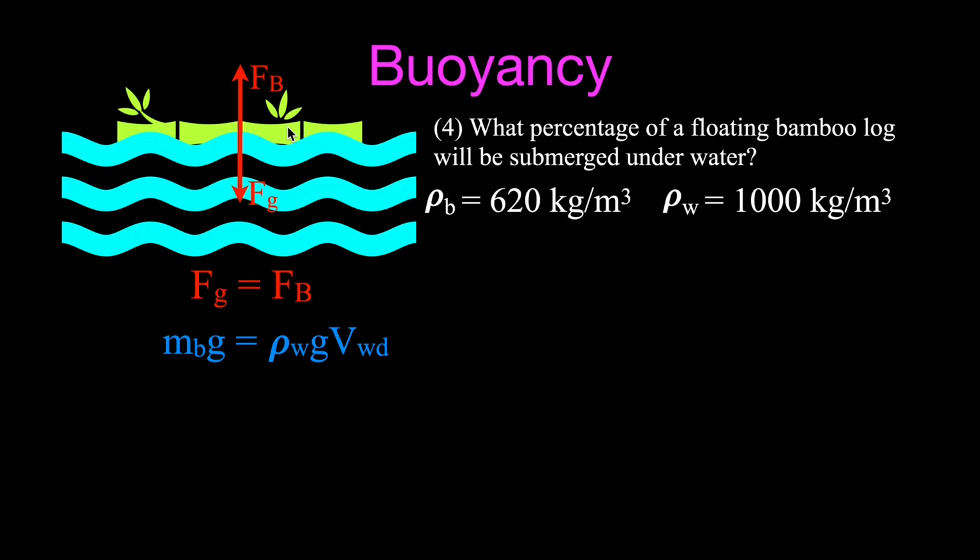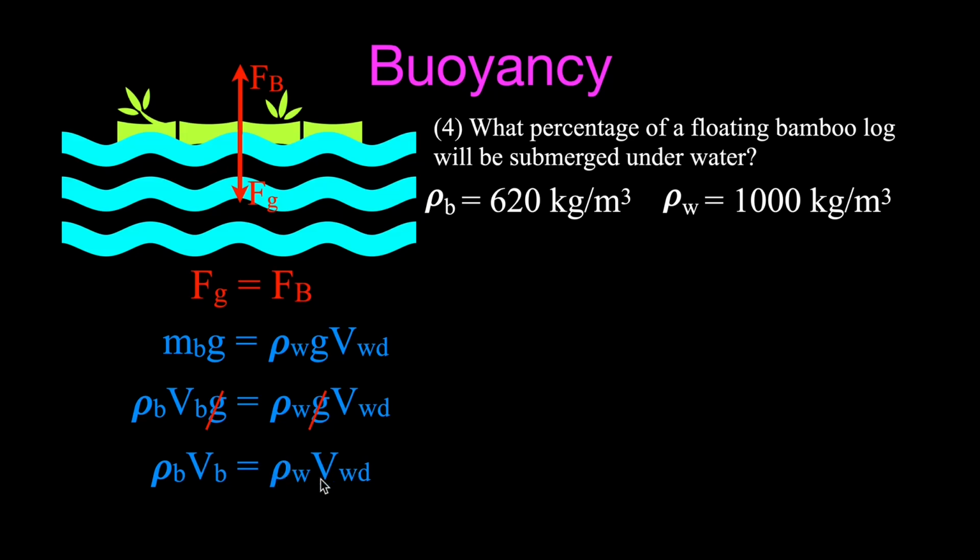Okay, so now here you can see here's the mass of the bamboo. Okay, we don't know the mass, but we can substitute in the density of the bamboo from the density equation, that the mass is the density times the volume. And you can see that we have g on both sides, so we can cancel g. That means we're left with the equation like this: the density of bamboo times the volume of bamboo is going to be equal to the density of water times the volume that is submerged. Those two volumes are not the same, but we can take the ratio of the two.